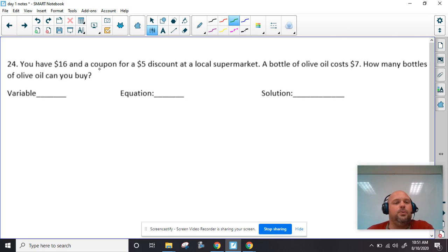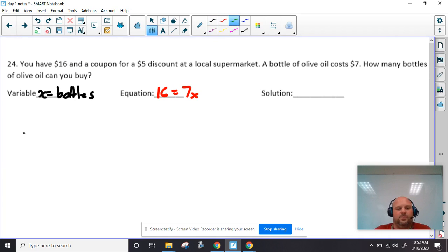All right, you have a $16 coupon. You have $16 and a coupon for a $5 discount. It actually helps if you read the problem correctly. At a local supermarket, a bottle of olive oil costs $7. How many bottles can you buy? All right, so think about it. We're asked for bottles, so X equals bottles. Now, how much money do we have at the beginning? $16. They cost $7 each. Now, this $5 coupon, this is where people could actually set it up two different ways.